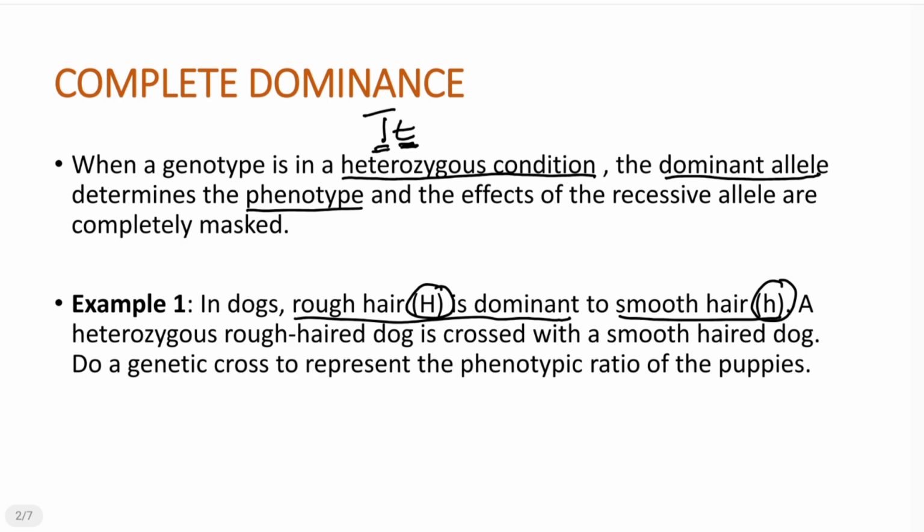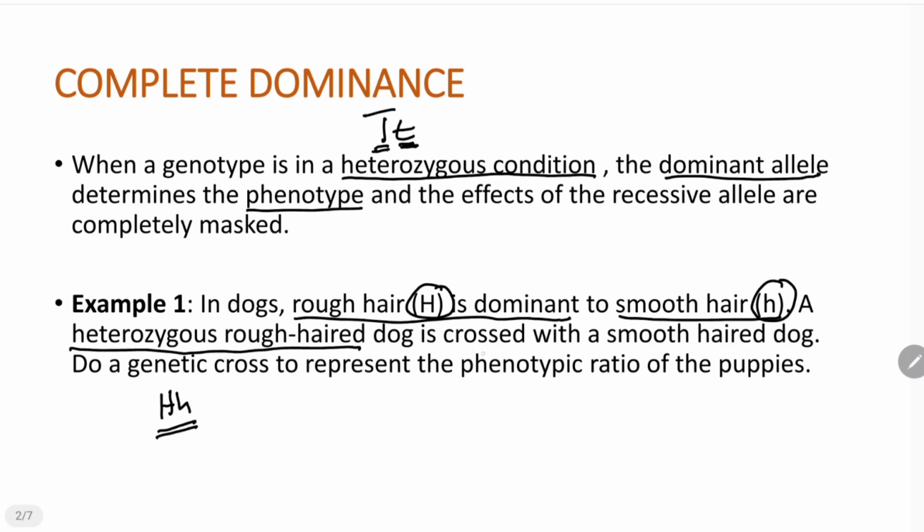So then let's look at the parents. It is said that one of the parents is heterozygous for rough hair. Now, when they say this parent is heterozygous, we know that the genotype of this parent has to be made up of capital letter H and small letter h, because these are the alleles we are using in this example, and this is the only way in which these alleles are going to be heterozygous. So we already know the genotype of the first parent is going to be capital letter H, small letter h.